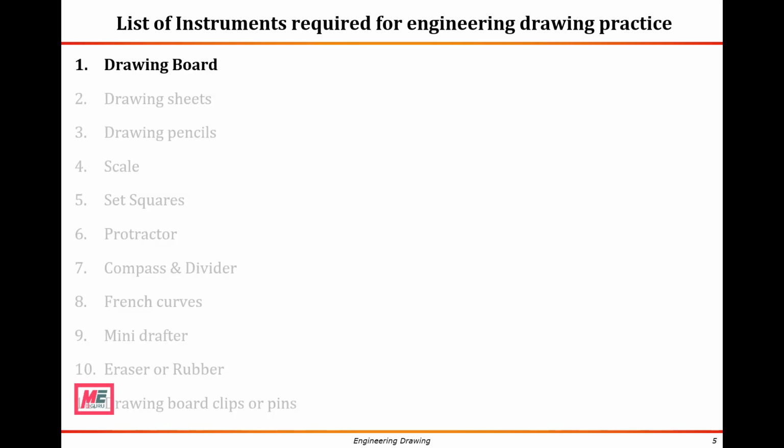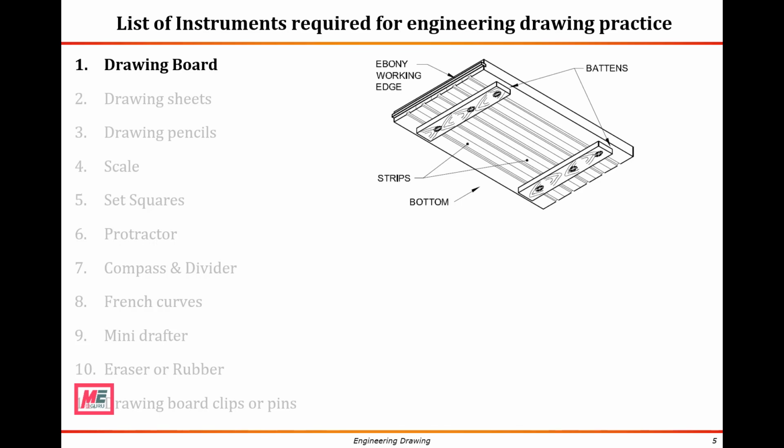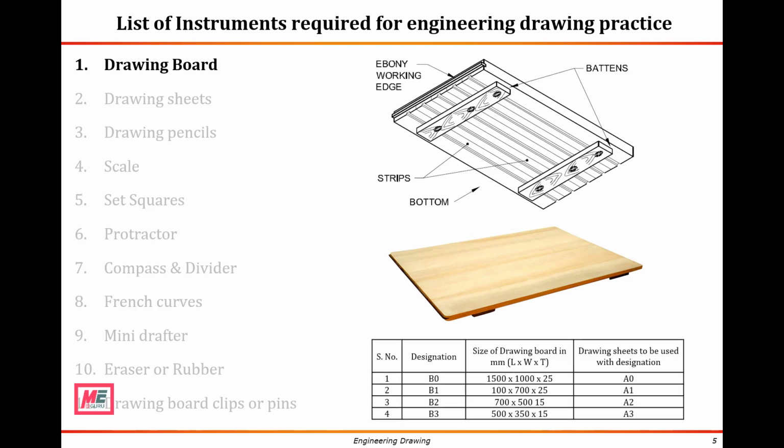The first one in the list is the drawing board. It is rectangular in shape and made of softwood strips. It is backed by two battens to prevent its bending. These drawing boards are made in different sizes. The size depends on the size of the drawing sheet used on it. The various sizes of drawing boards recommended by BIS are like this.